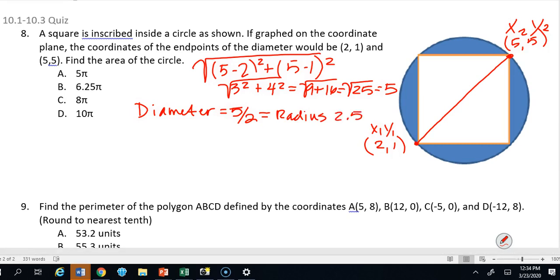And then we all should know, and it's on the formula sheet, that the area of a circle is pi r squared. So all we have to do now is put the r in there, because these answers all have pi in them. So we're going to do 2.5 squared times pi, so that is 6.25 pi.